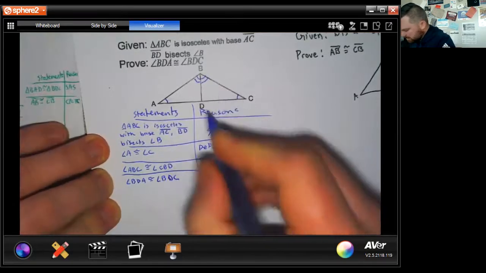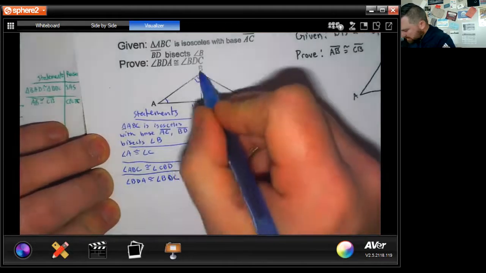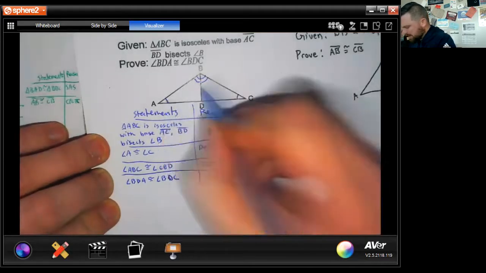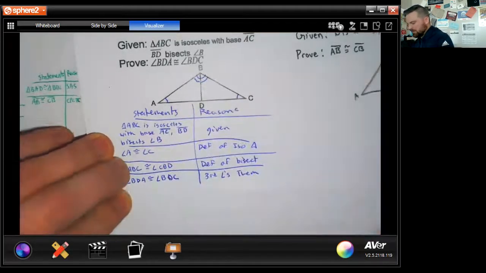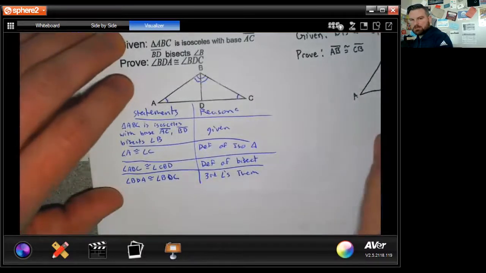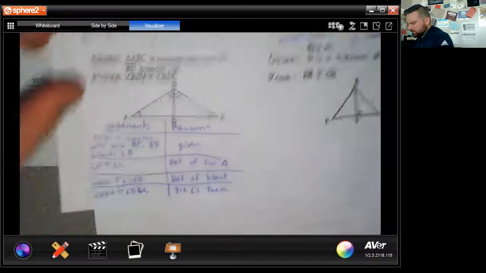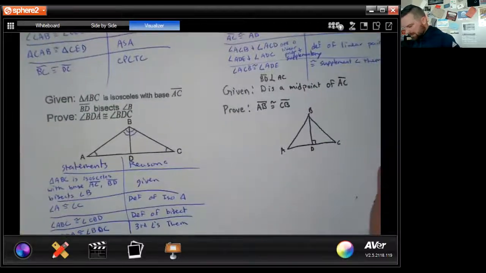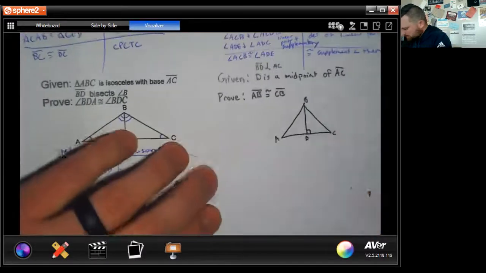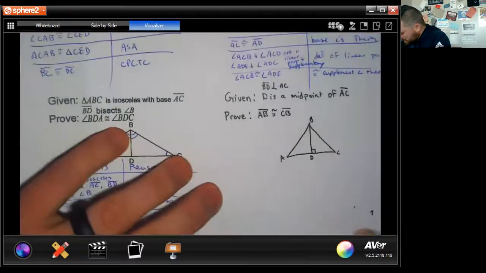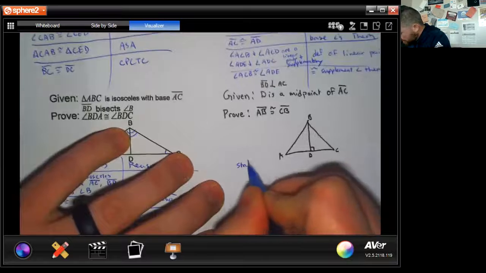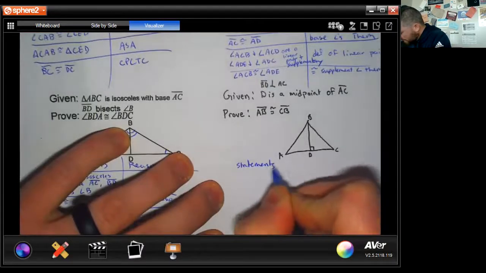Otherwise, you could say that you've got reflexive here, and you have angle, angle, side, and then you use CPCTC. But in this one, it kind of led to itself that you don't need to prove the triangles are congruent. Okay, here we are on the last one, which will kind of be a long one here. So statements, reasons.